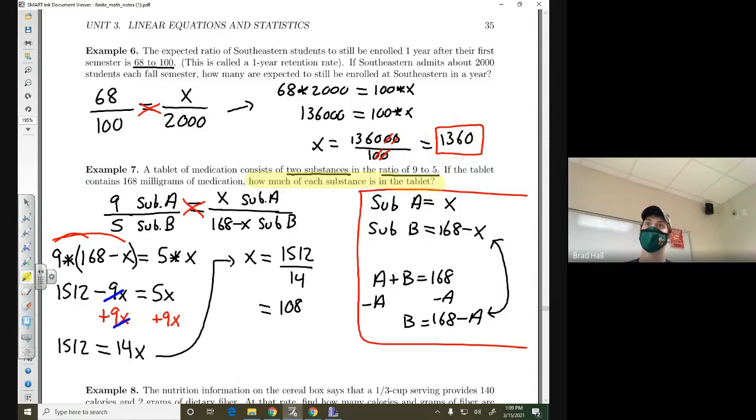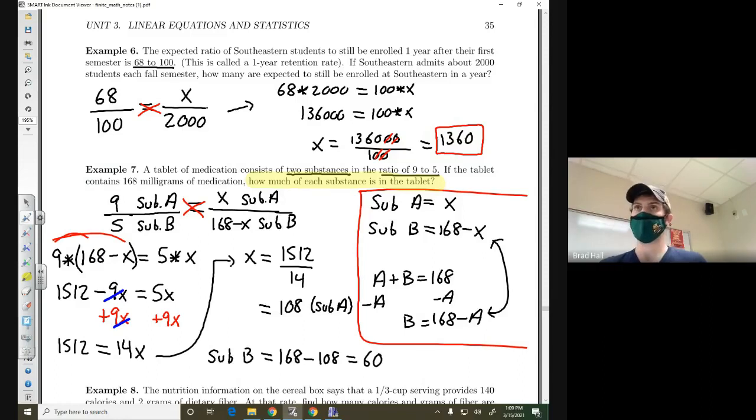Yeah. I was about to ask, so we said it was 168, right? Yes. I'm guessing that's what you were about to say. Yeah, I was going to plug it into the equation. Yep. So 108 is for substance A. And you know that the substances have to add together to give you 168. So really substance B is 168 minus the 108 we just found, which is just 60.